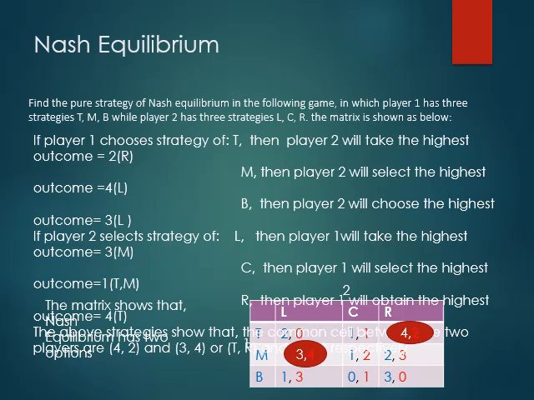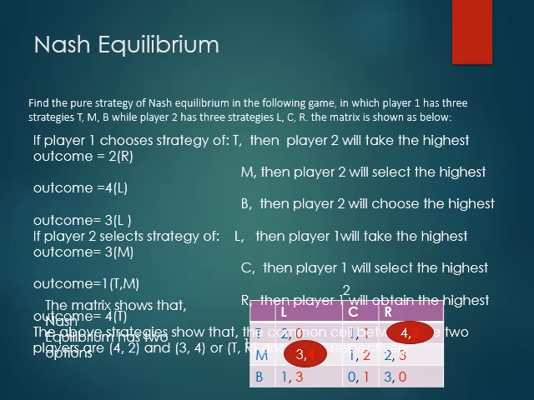Let's move to the strategy, or the campaign, of player 2. If player 2 selects strategy of L, the first column, then player 1 also will choose the highest outcome, 3, or he will choose M strategy.